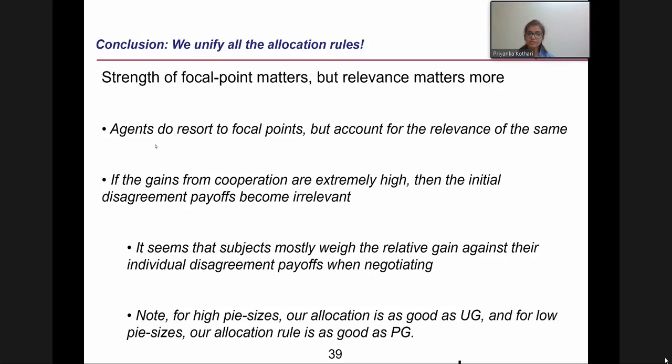And the role of the disagreement payoffs becomes very irrelevant when the pie size increases. This can be explained with an example very easily. Suppose that we were earning 150 as disagreement payoffs, and now we come together and earn 153. Then individual differences would matter. But suppose we were earning rupees 2 and 1 on our own, and then we earn 10 lakh rupees together. Then in that case, I expect the individual differences would not matter. And that's what we observe in this experiment. So it seems that subjects mostly weigh their relative gains against their individual disagreement payoff when they negotiate.